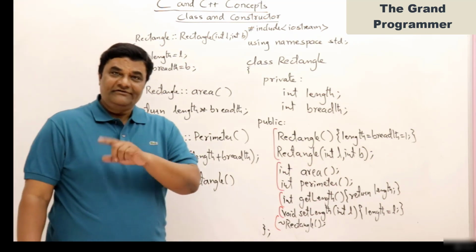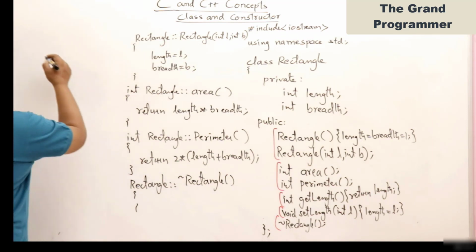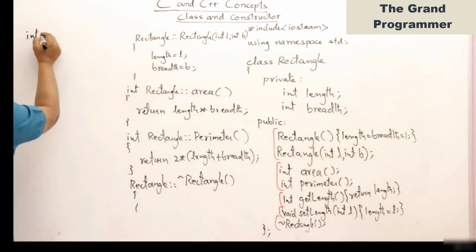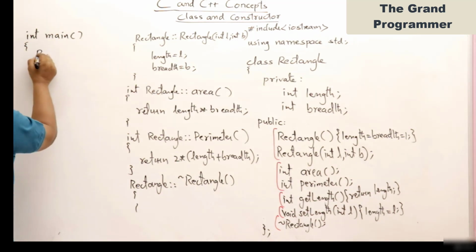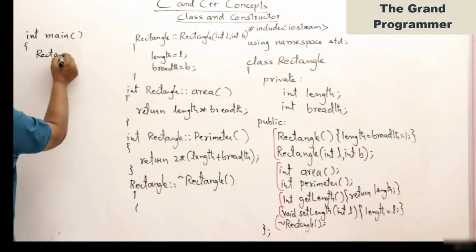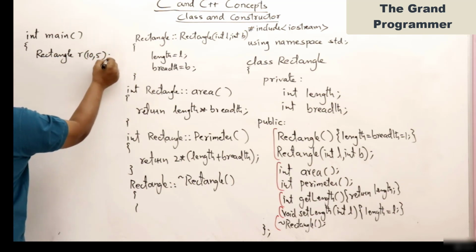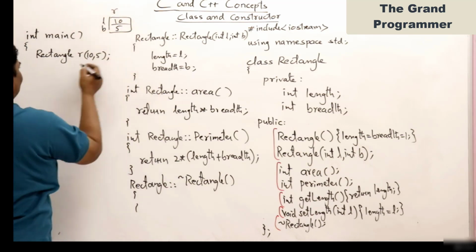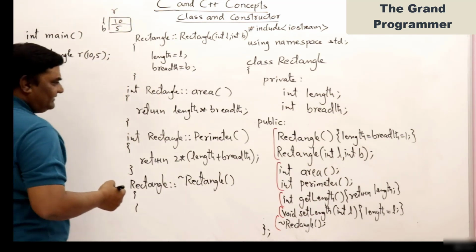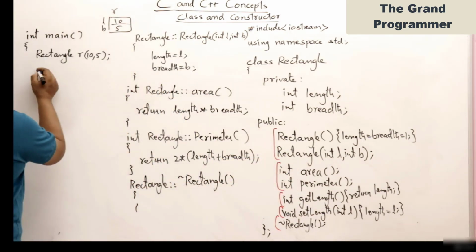Now I will write the main function and use these functions. Let us write a main function here. Int main. Now the first thing, I will create an object of Rectangle, say Rectangle r(10, 5), length and breadth. So this will create a rectangle with length 10 and breadth 5. Next I will call the functions, that is area and perimeter. I will call them and I will directly display their result.